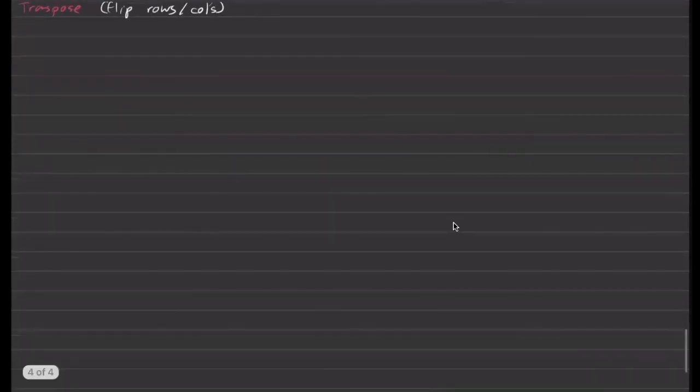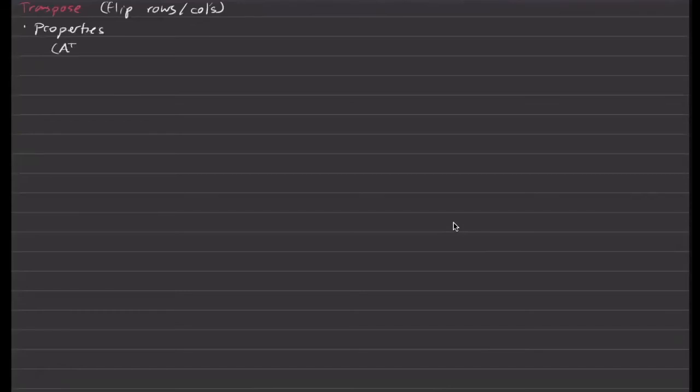Next thing we're going to cover is the transpose. And this is just where you flip your rows and columns. And some properties of the transpose. I'll just call it properties.